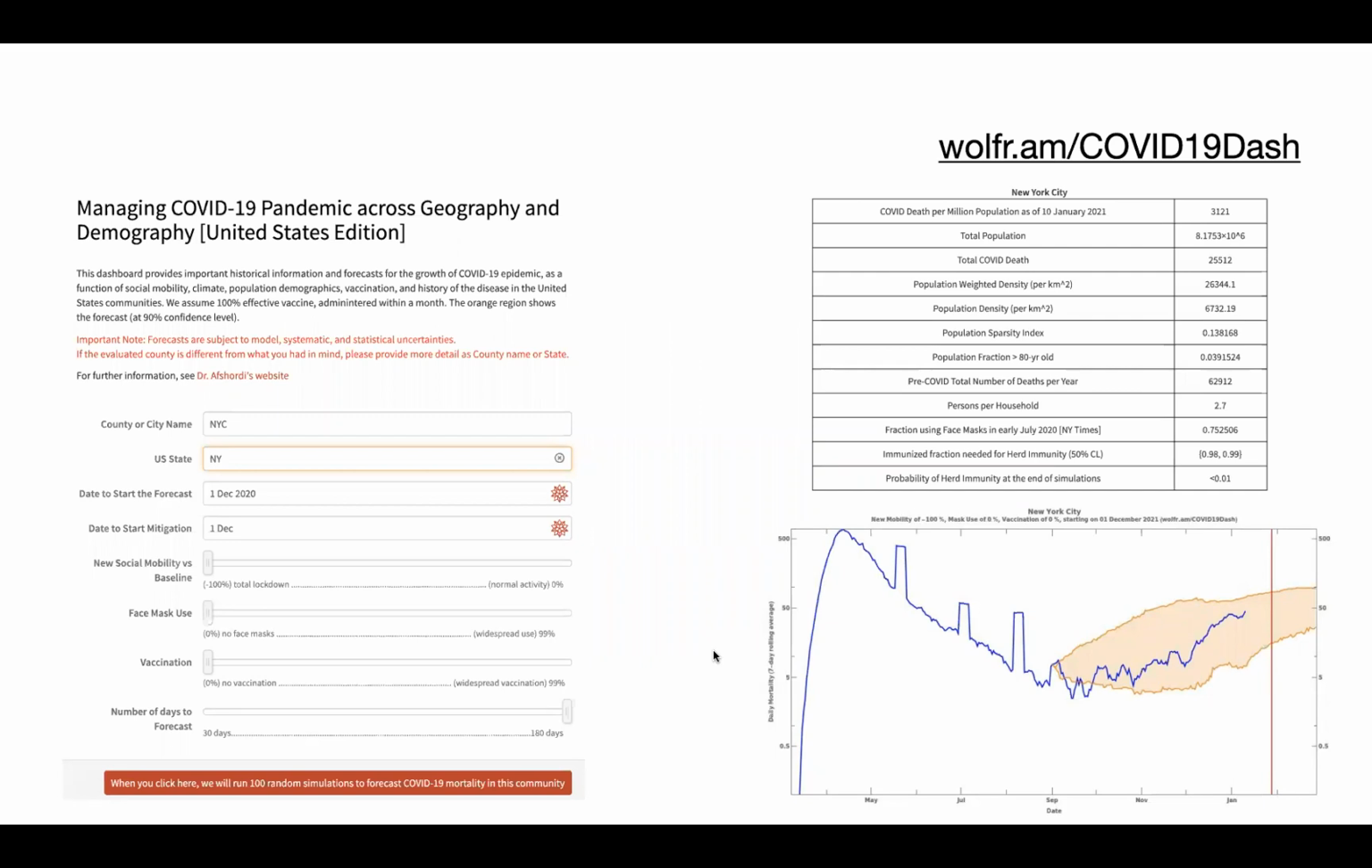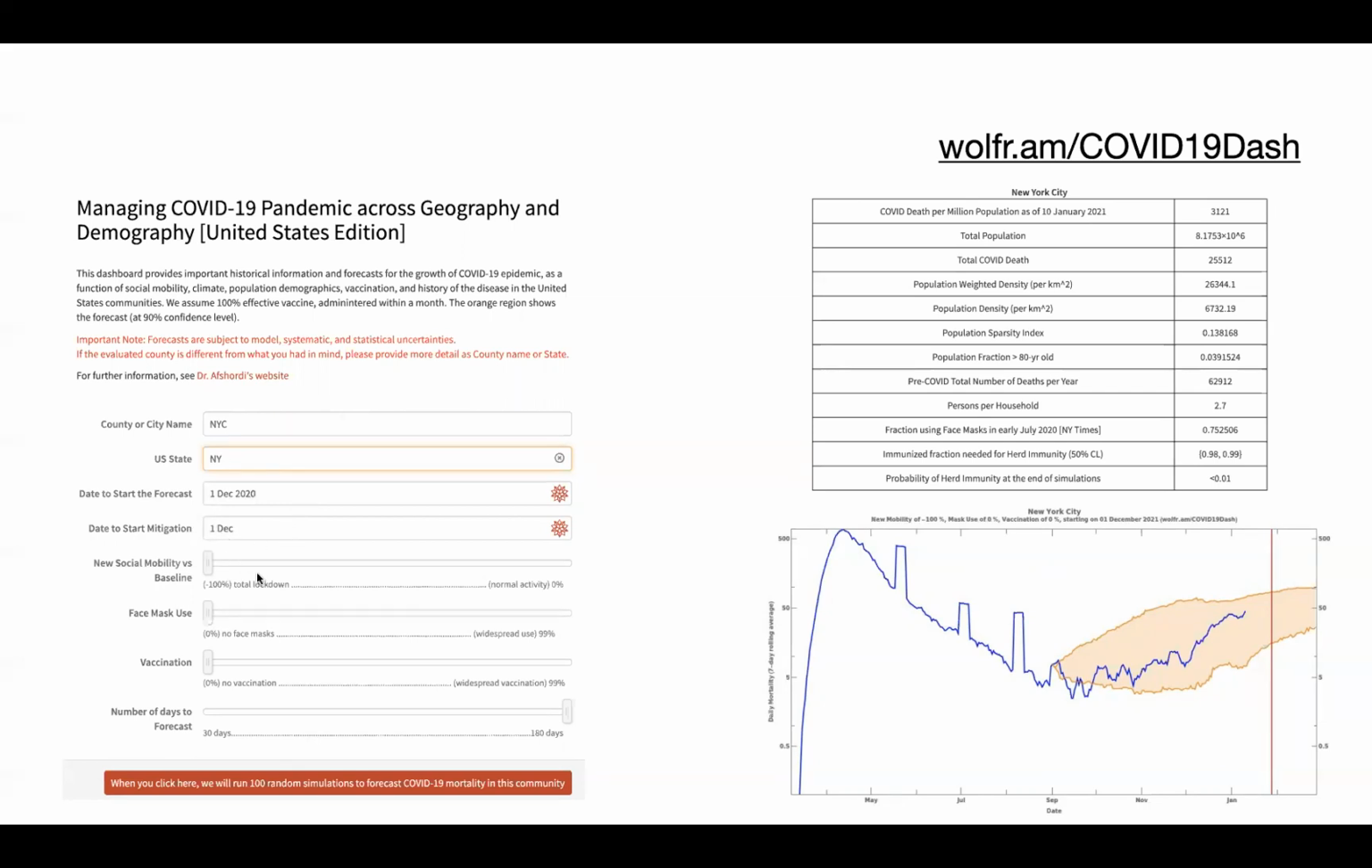So if you do go to our dashboard, and this is specific to the US because the data is much more comprehensive and homogeneous for the US, what you can do is enter any city or county that you're interested in in the US. Here I entered New York City. And then we basically run simulations on the cloud, starting at some time and starting some mitigation strategies.